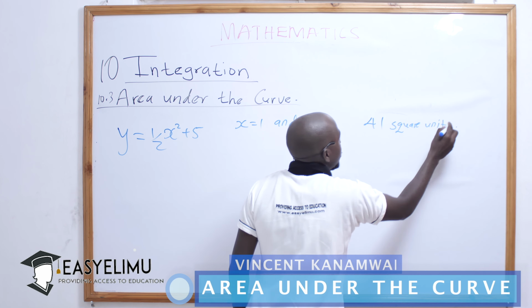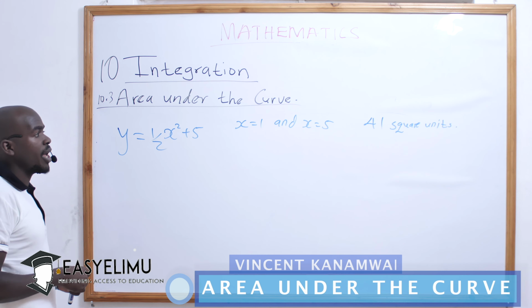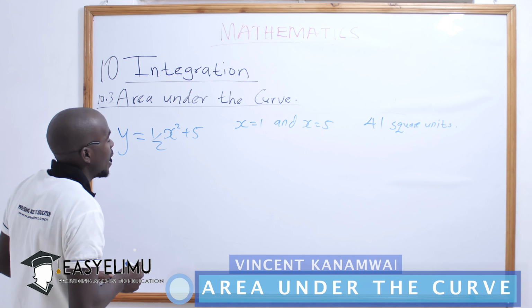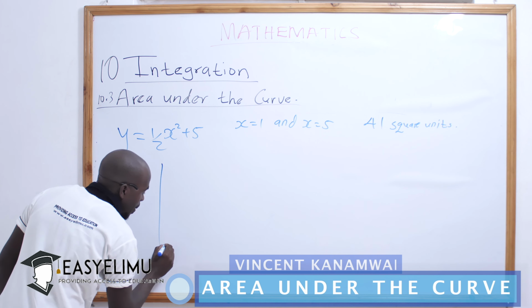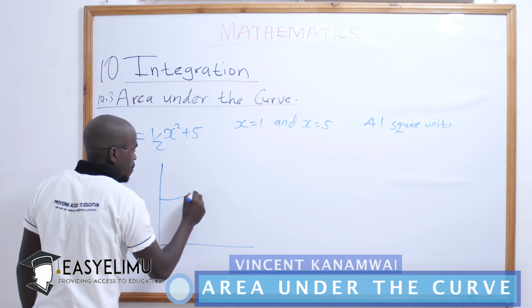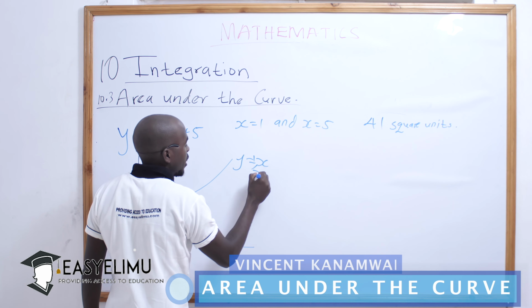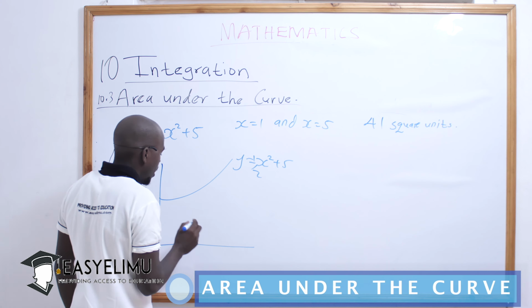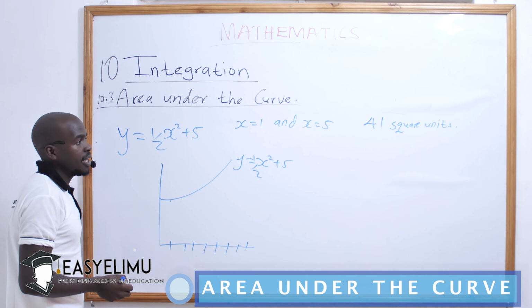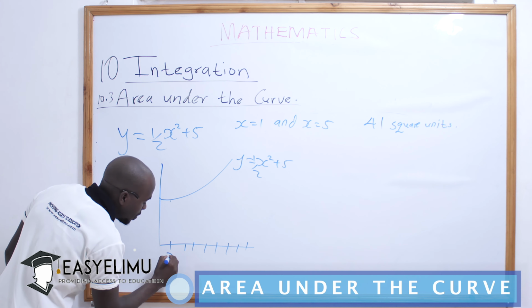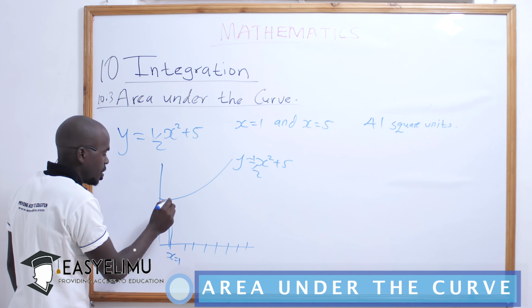Now we shall use this method of integration to find the area under a curve. If this is my Cartesian plane, and you have been instructed to find the area under the curve y equals a half x squared plus 5, then you have to find it under the given intervals. For example, here our interval starts at x equals 1, so we shall start our area from that section.